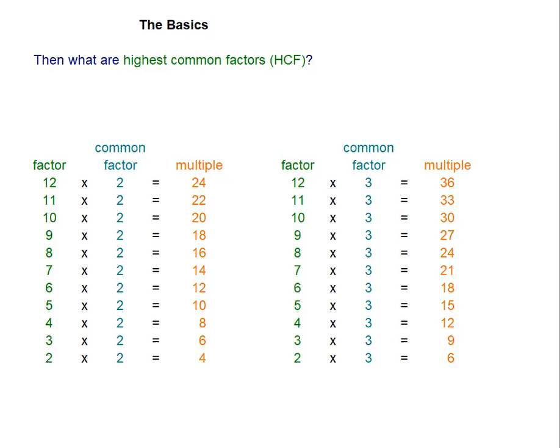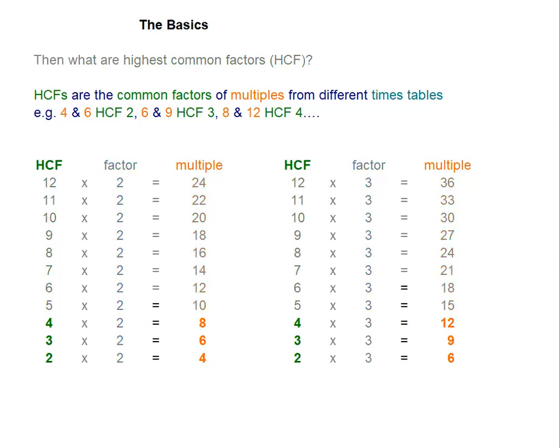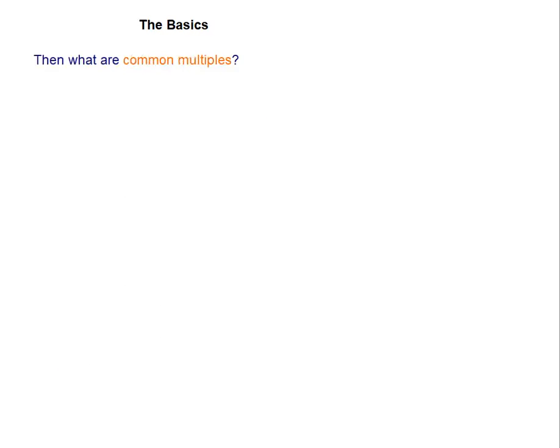So what are highest common factors? Well, highest common factors only come into play when we're looking at relationships across more than one set of times tables. So if we sit our 2s and 3s next to each other and start at the bottom, we can see that 4 and 6 share a highest common factor of 2. 6 and 9, a highest common factor of 3. 8 and 12, a highest common factor of 4. In fact, this entire column contains highest common factors for the pairs of numbers from its respective times table. So 12 is the highest common factor for 24 and 36.